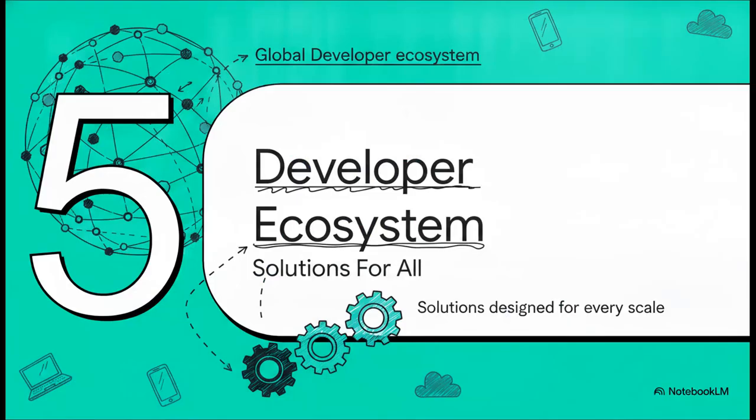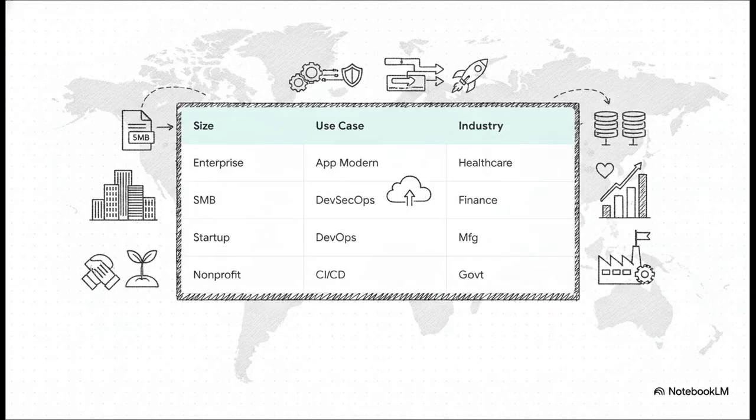Finally, we arrive at part five, the global developer ecosystem. We're looking at solutions designed for absolutely every scale imaginable. The really crucial point here is that this platform is not just for students studying shortest path algorithms. It offers tailored solutions across the board. If we look at company size, it scales from massive enterprises all the way down to fast-moving startups and nonprofits.